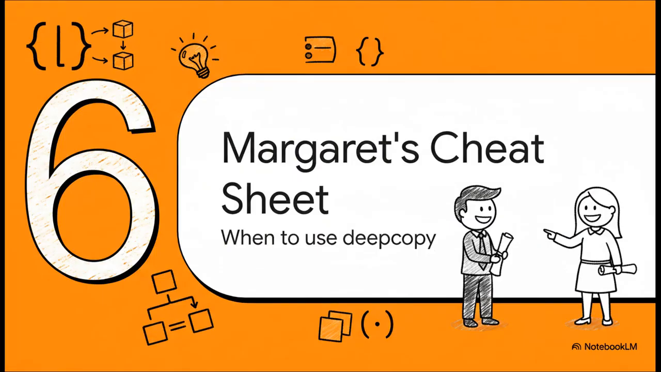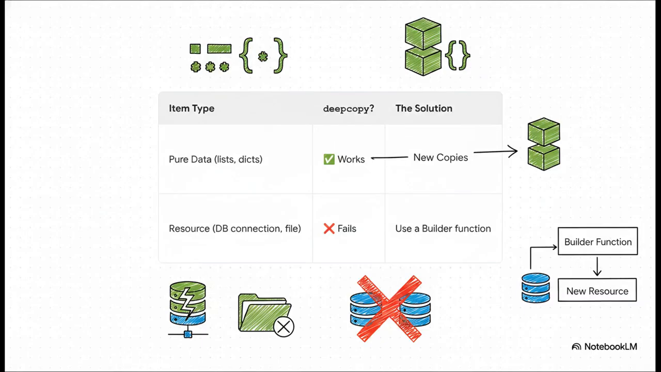All right, to make sure this lesson really sticks, Margaret gives Timothy a super simple cheat sheet. It basically breaks down the rule of thumb for when you should use deep copy, and more importantly, when you absolutely should not. And here it is. It really just boils down to this. Are you dealing with pure data, like a list or a dictionary? Go for it. Deep copy is your friend. It'll work perfectly. But the second you're looking at a live resource, a database connection, an open file, a network socket, stop. Deep copy is going to fail. That's your cue to use a builder function and create a new one from its configuration instead.